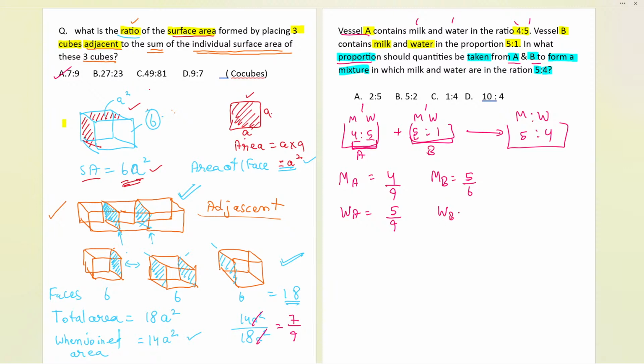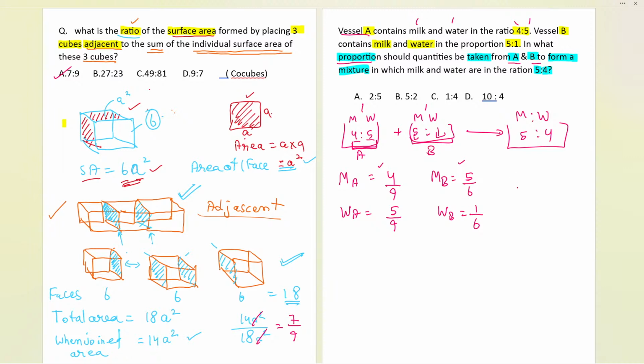Now let us write what the water is in part B. That is 1 part we have out of a total of 6. So that is the fraction of milk and water we have got in both the vessels. Now, after calculating the fractions, we need to find how much quantity of each we should be adding.